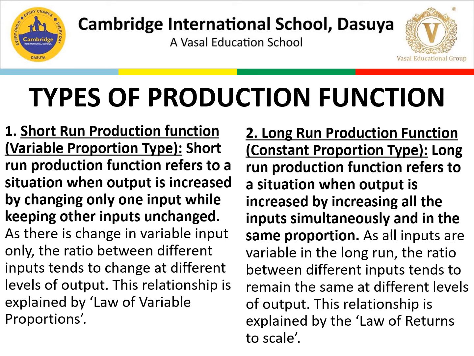ठीक है. और उसकी वजह से एक ही फैक्टर में चेंज आने की वजह से हमारी आउटपुट में चेंज आ जाएगा. So we call this as short run production function and we call it as variable proportion type. ठीक है. सो वेरिएबल प्रोपोर्शन टाइप, एक थोड़ा सा जो प्रोपोर्शन है उसको चेंज किया तो उसकी वजह से आउटपुट में चेंज आ गया. As there is change in variable input, only the ratio between different inputs tends to change at different levels of outputs.